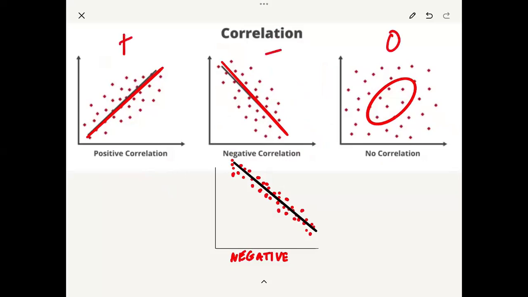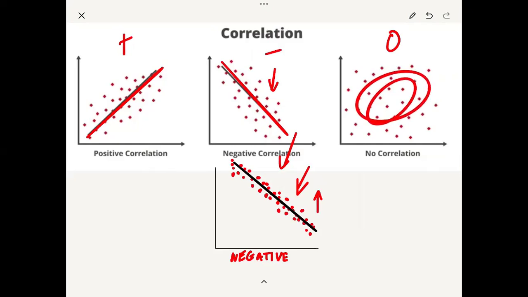This is a negative correlation. Now, this one is a negative correlation, but you can see that the dots in the scatter plot are tighter around the line of best fit. This means this has a higher correlation, a stronger correlation. This one has a correlation, but it's not as strong as this one. So the closer the dots are around the line of best fit, the stronger the correlation. The more spread out it is, the less of a correlation there is. And of course, this is no correlation.